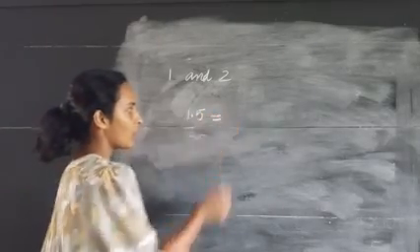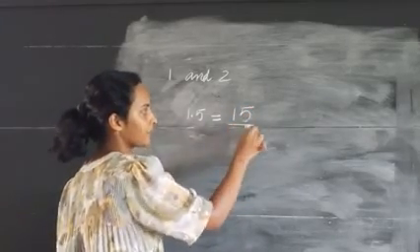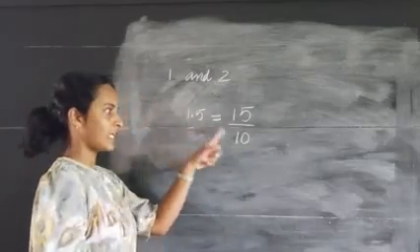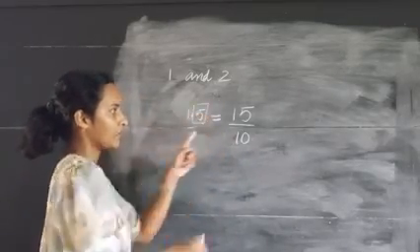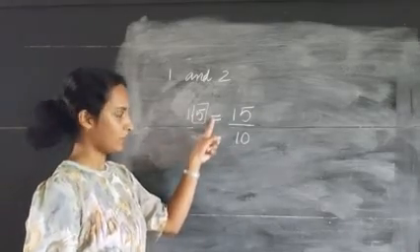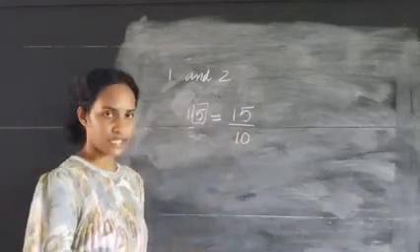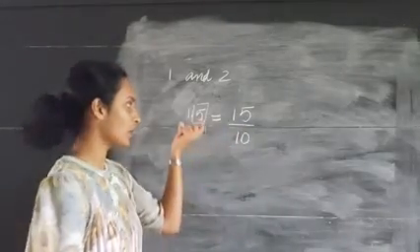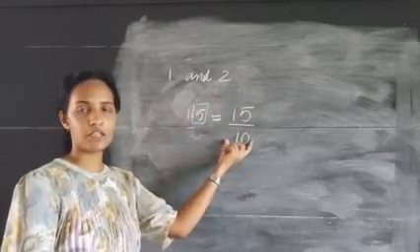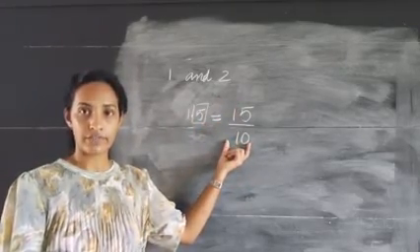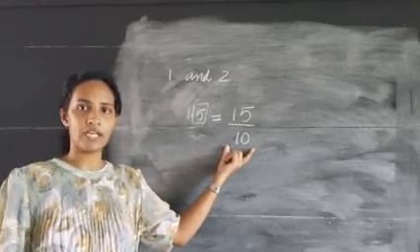Why? Because 1.5 can be written as 15 by 10, right? 10 because after the decimal point there is one number, right? So 10. If there were two numbers after the decimal point, we would write 100, right? So 15 by 10. That means we can write 1.5 in the form p by q, where q is not 0, according to the definition of rational numbers that we have seen in the previous classes, right?